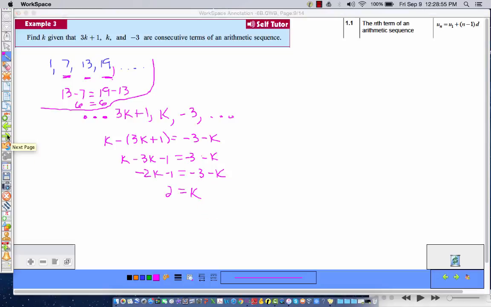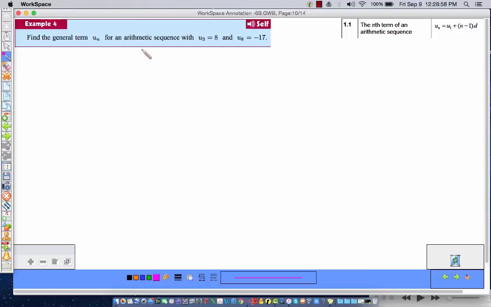Okay, next example. Find the general term u sub n for an arithmetic sequence with u sub 3 equal to 8 and u sub 8 equals negative 17. So the general term can be found using our handy dandy formula for the nth term of an arithmetic sequence, and that is u sub n equals u sub 1 plus (n minus 1) times d. So I need 2 things to be able to do this. I need u sub 1 and the common difference d, the first term and the common difference d. And I don't have that, okay?